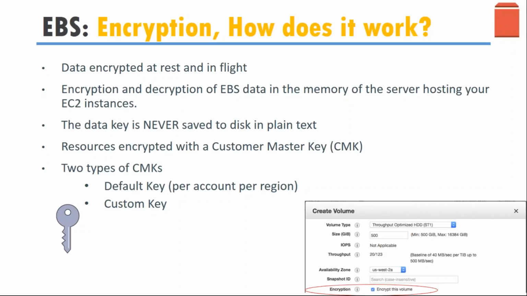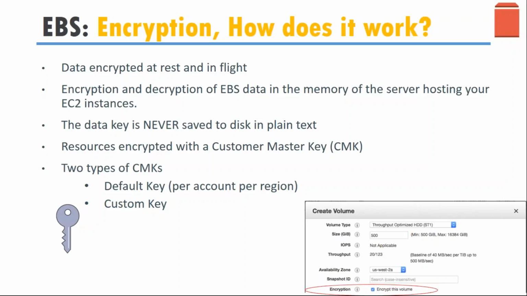But Amazon keeps on saying that encryption and decryption of your EBS data happens in the memory of the server hosting your EC2 instances, and there is no performance impact at all. That is a little hard to believe for me, but I believe it when Amazon says there is no performance impact.